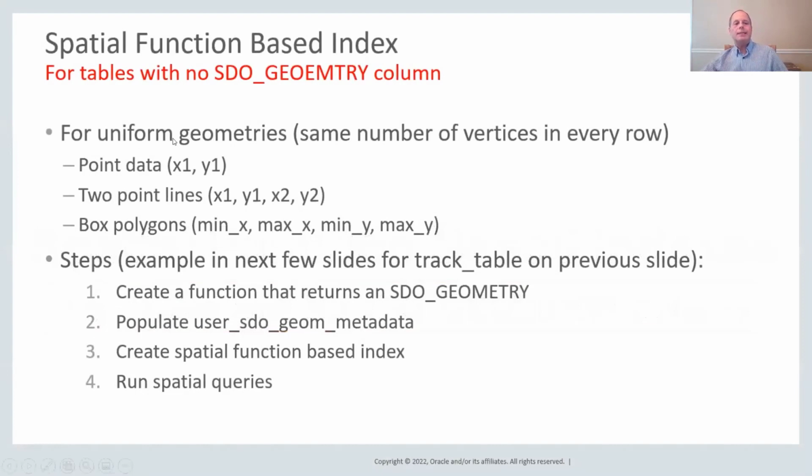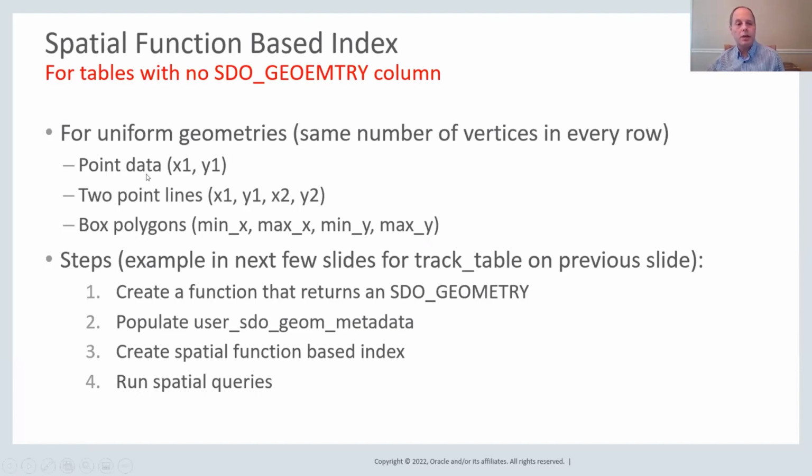So this is designed for uniform geometry. Function-based indexes, first of all, is not a spatial concept. You can create function-based indexes on non-spatial data too, and it's very common. We can also create spatial function-based indexes, and the reason would be for a table that doesn't have a geometry column where you still want a spatial index. So for uniform geometries, where the geometry that you're modeling has the same number of vertices in every row.